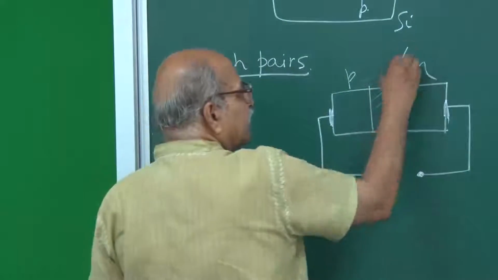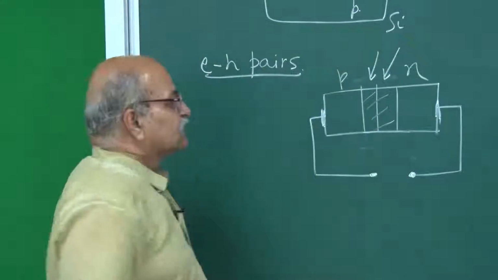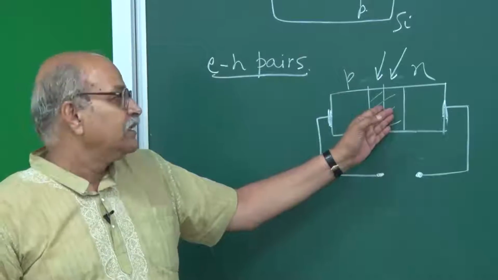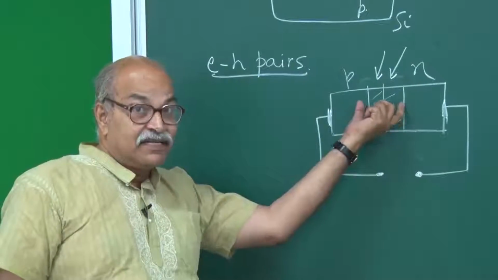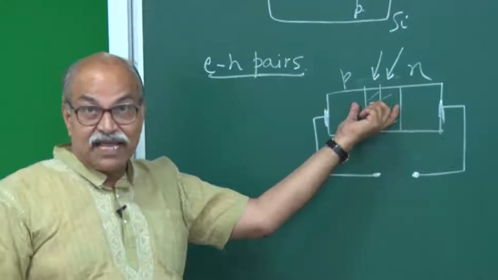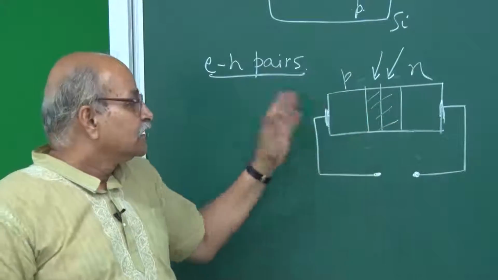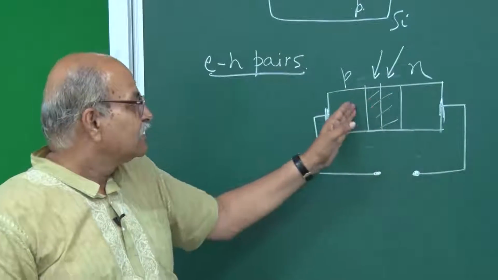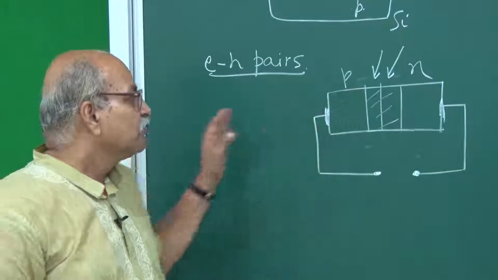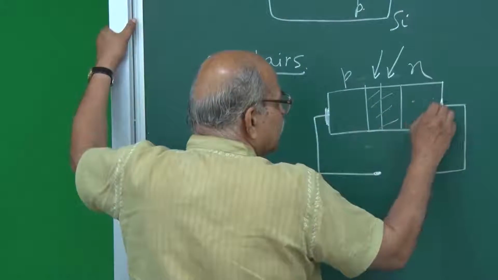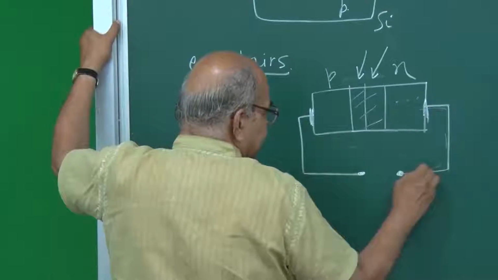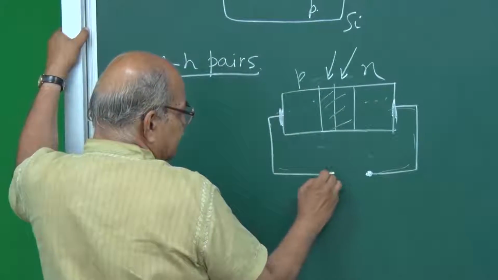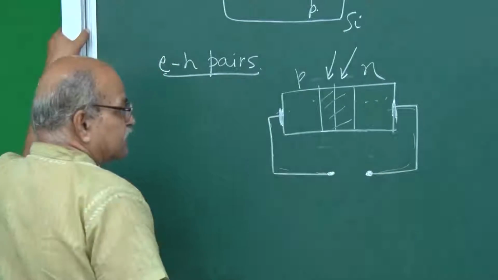But now, if I shine light and these EH pairs are created and the electric field is there in the depletion layer, so the drift current will be there. The electric field will drive the electrons to the n side and these holes to the p side, and therefore you will have accumulation of negative charges here. They cannot go, the current is there. So, you will have accumulation of positive charges here, and accumulation of negative charges here.